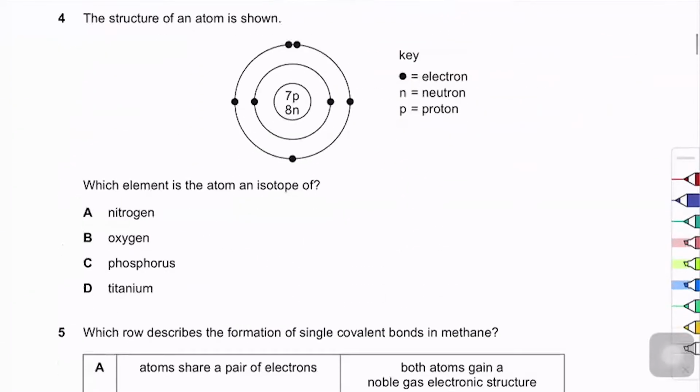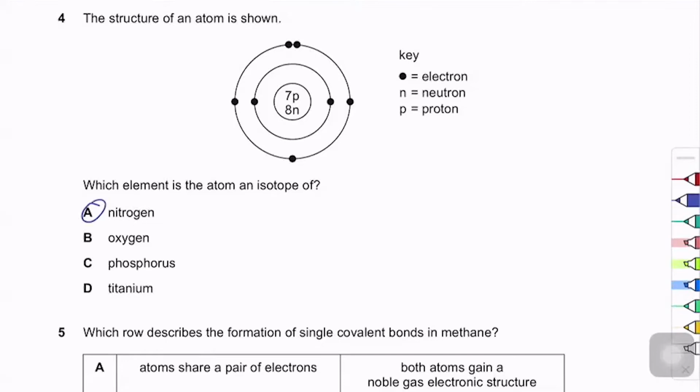The structure of an atom is shown: 7 protons, 8 neutrons. Okay, so because of 7 protons, I can judge that this is nitrogen. And that's all I needed to know, because it's the proton number that determines the element. I do not need to look at neutrons. I do not need to look at electrons. 7 protons, 7 is the proton number of nitrogen. There you go. That's my option. I don't even need to look at the options.